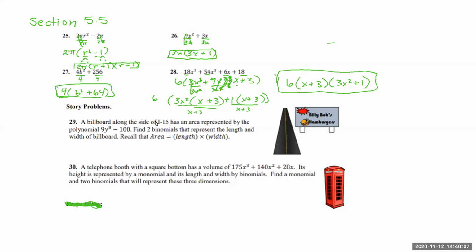A billboard along the side of I-15 has an area represented by the polynomial 9y^8 minus 100. Find 2 binomials that represent the length and width of the billboard. Recall that area is length times width. So pretty much what this means is that we have to find what is multiplied out to become this. So we have to factor. There's nothing that we can factor out first.